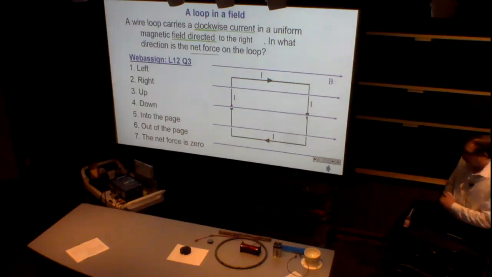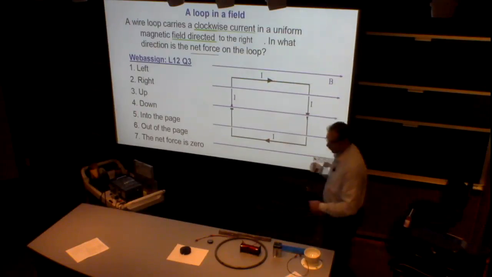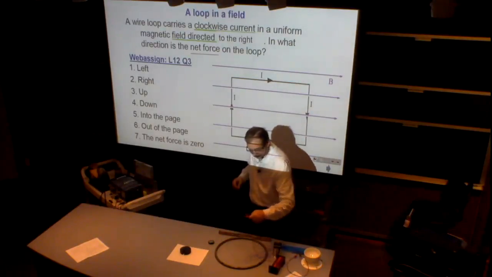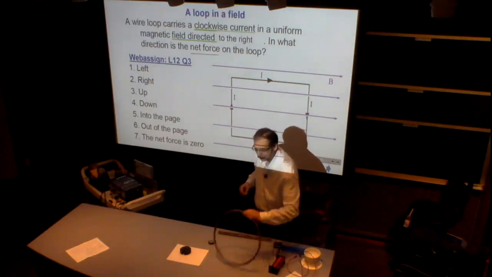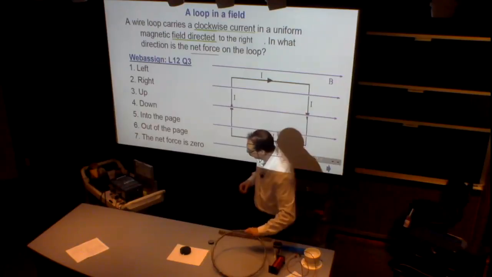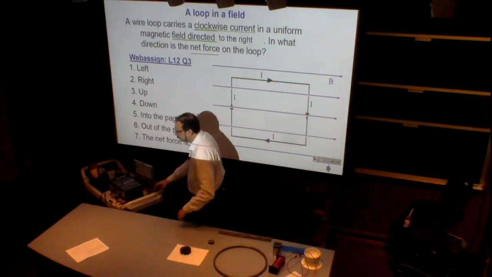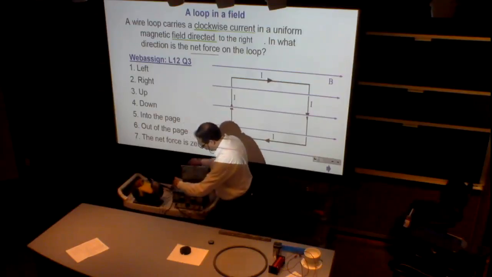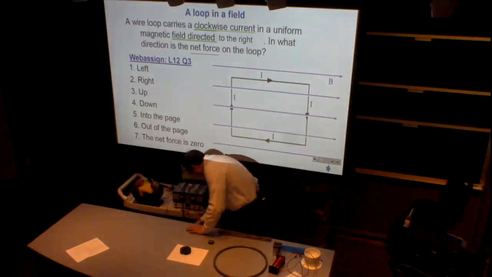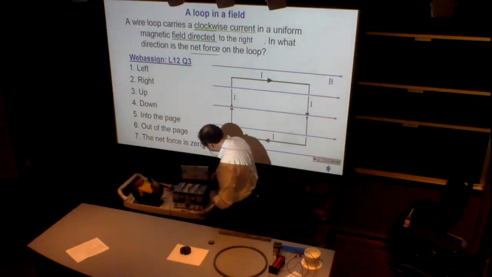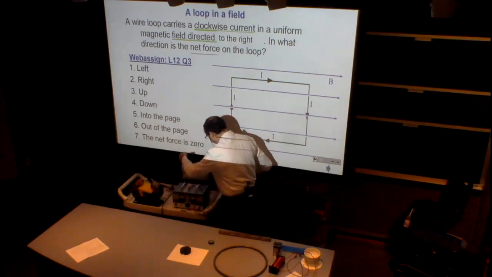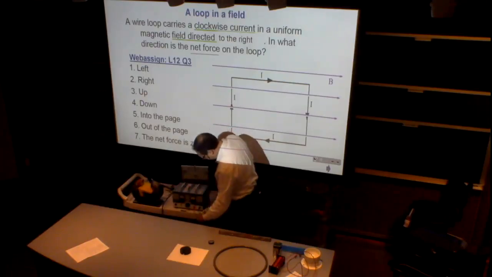Now we're going to talk about how a magnetic field affects a loop. We know that a magnetic field affects a wire. Remember? Well, let's see it once more time.